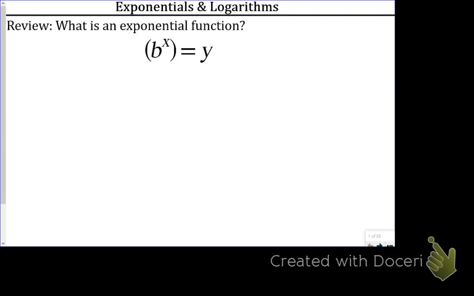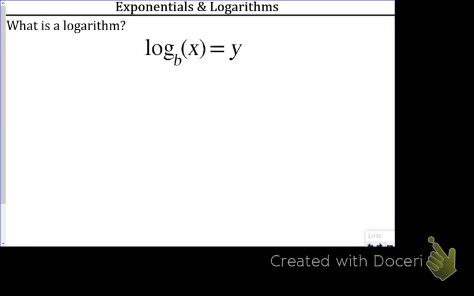Hello, in this video, we are going to learn about logarithmic functions. But to begin, we need to review what an exponential function is. Remember, an exponential function is when the exponent is the variable, or the variable is in the exponent. Now, this is important because it directly relates to logarithmic functions.